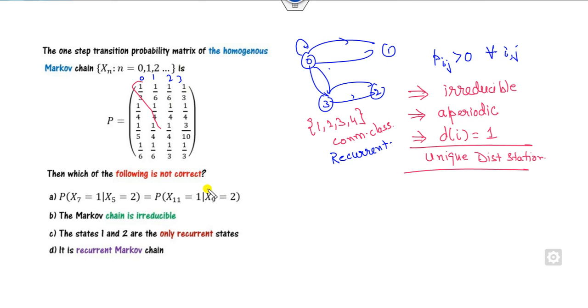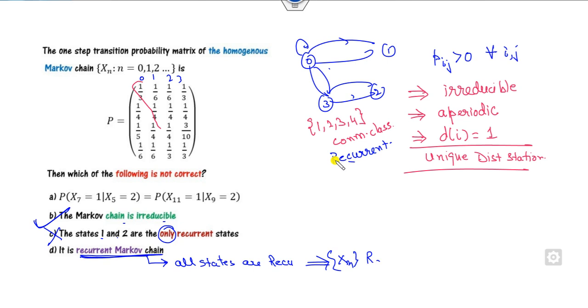Fine. Now look at the options. 'The chain is irreducible,' fine. 'The states 1 and 2 are the only recurrent class,' cancel out. 'It is a recurrent Markov chain.' When will it be a recurrent Markov chain? When all these states are recurrent, it implies that the Markov chain is recurrent, and it is correct. So this is the right answer. How can you think about that? You can see how I write the left-hand side, starting from 2 to 1, P to 1.